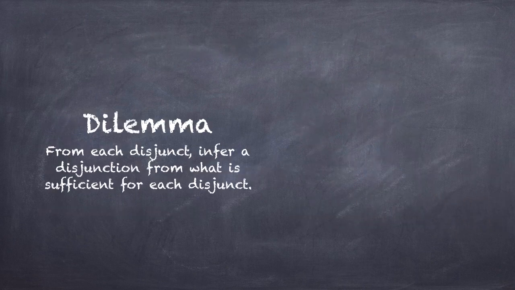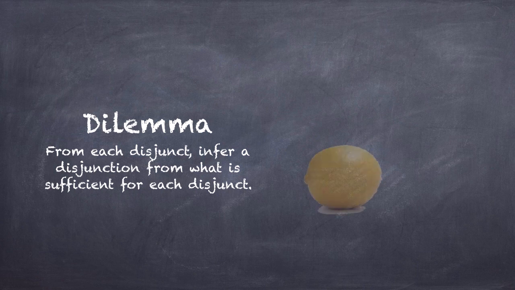The next argument form uses disjunctions and conditionals. It is called dilemma. Here's the idea. We start with a disjunction. Sometimes disjuncts are sufficient for further propositions. If so, we infer a disjunction of the consequence of those disjuncts.